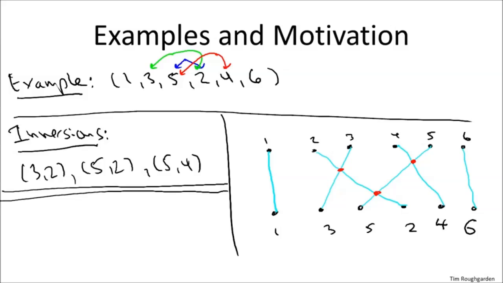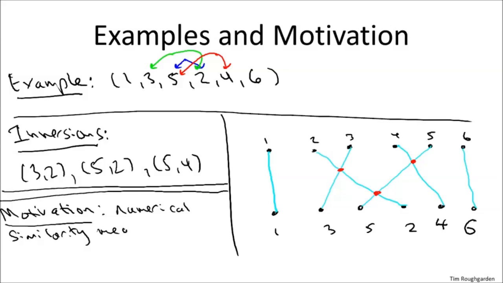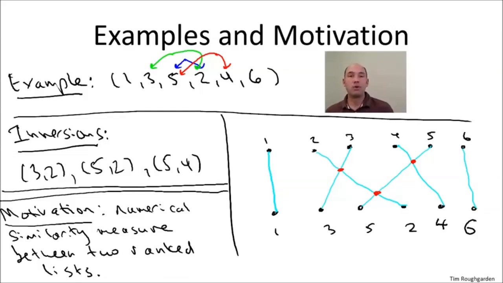Now, why might you want to solve this problem, you might ask? Well, there are a few reasons it comes up, but one would be to have a numerical similarity measure that quantifies how close two different ranked lists are to each other. So for example, suppose I took you and a friend and I identified 10 movies that both of you had seen. And I asked each of you to rank these movies from your most favorite to your least favorite.